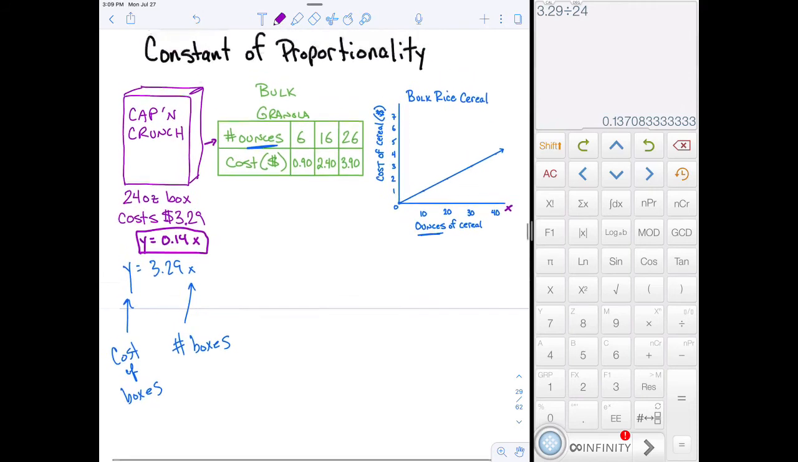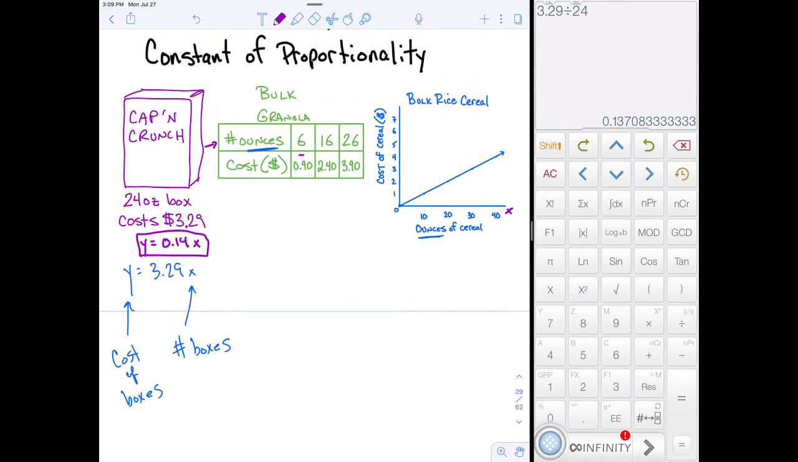Now, if this is proportional, that means that any of the y's divided by any of the x's will give me exactly the same thing. And I could test this out, right? 0.9 divided by 6 is 0.15. 2.40 divided by 16 should be the same thing. It is. And 3.90 divided by 26 equals the same thing. So if you're ever asked, is this a proportional relationship, you can just divide the y by the x and you should always get the same thing. I did, so I'm going to go ahead and write down y equals 0.15x. So that tells me it's 15 cents per ounce. So it's more expensive than the Captain Crunch.